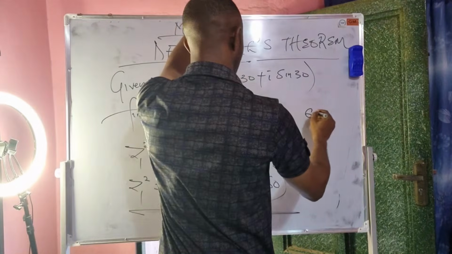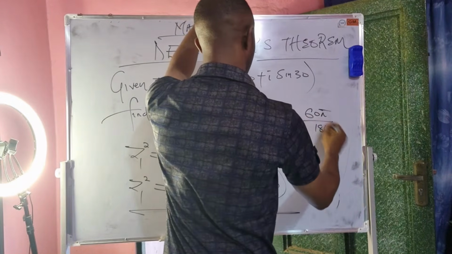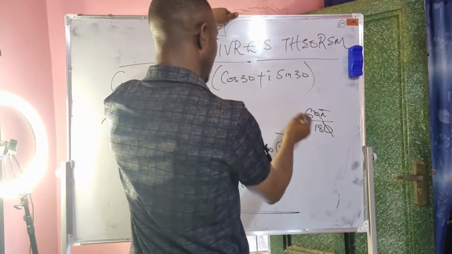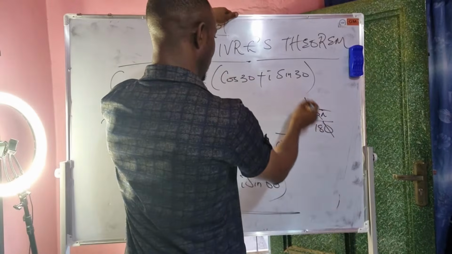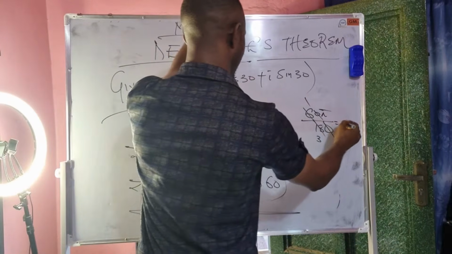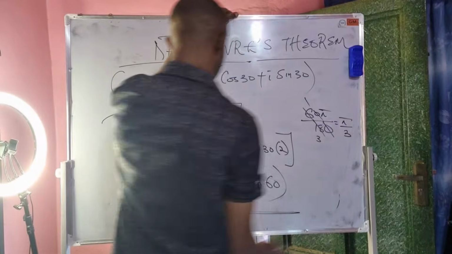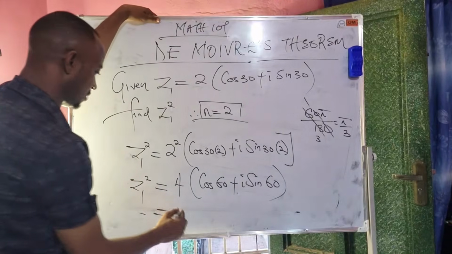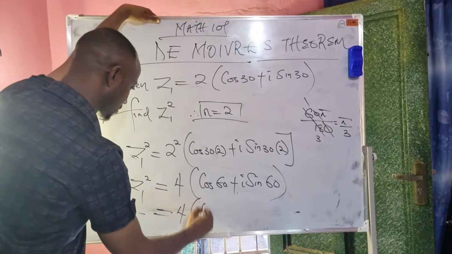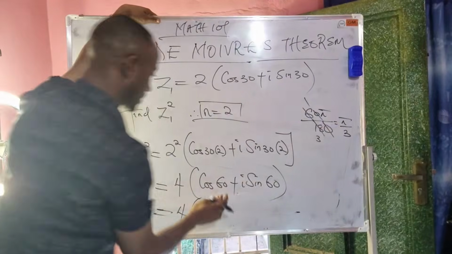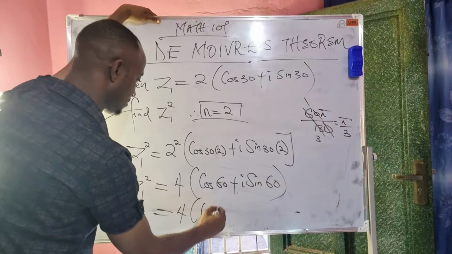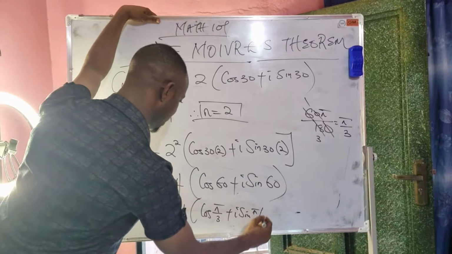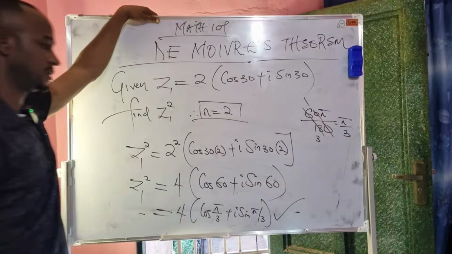So by conversion, 60 times pi over 180. The 0 can go with 0, and 6 into 18 gives 3, so we have 1 times pi over 3. So at the end of the day, the value of z1 squared becomes 4 (cos pi over 3 plus i sin pi over 3). Okay? All right.